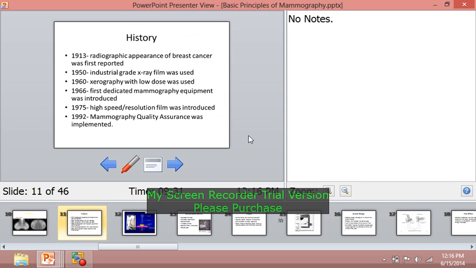Coming to the history, it goes back to 1913, when the radiographic appearance of breast cancer was first reported. Then in the 1950s, industries began to develop X-ray film, especially Agfa and Fuji, and in the 1960s xerography with low dose was used, and in 1966 the first sophisticated mammography system, which we use today, was introduced. In 1975 the film was again developed into high speed and high resolution. And in 1992, the mammography quality assurance was implemented.